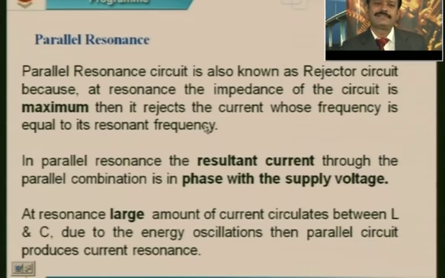In parallel resonance, the resultant current through the parallel combination is in phase with the supply voltage, and here also the phase difference phi is 0 and power factor becomes unity. At resonance, a large amount of current circulates between L and C. Due to the energy oscillations, the parallel circuit produces current resonance. Here currents IL and IC flow in opposite directions. That we will discuss in the next slide.